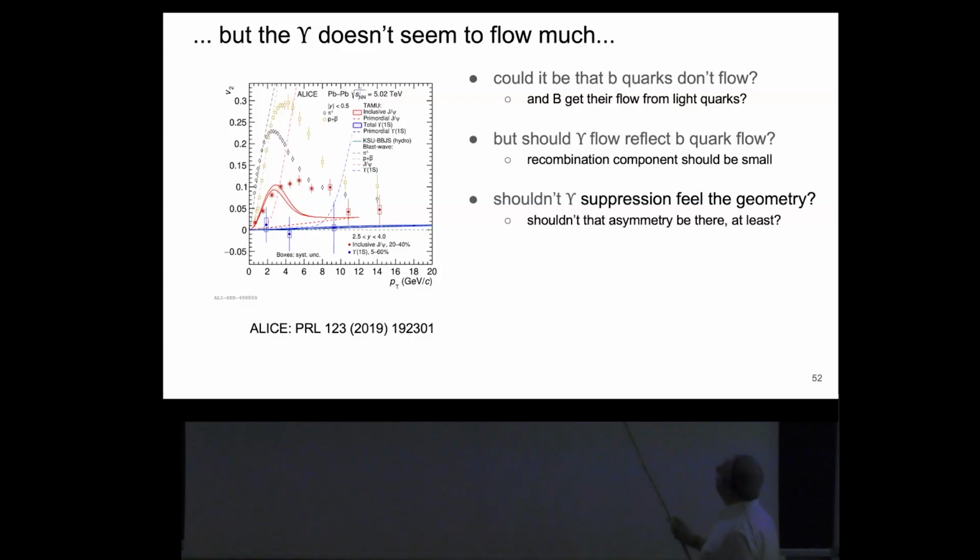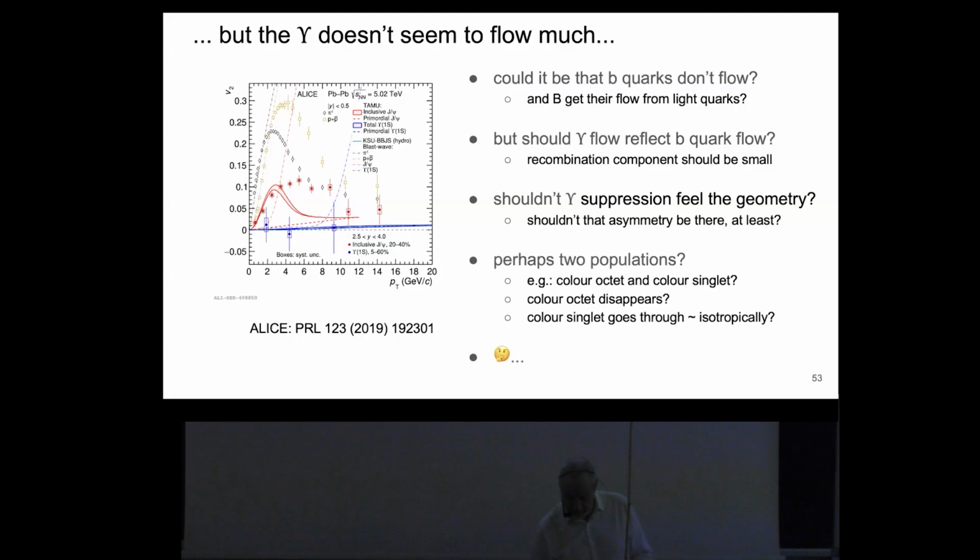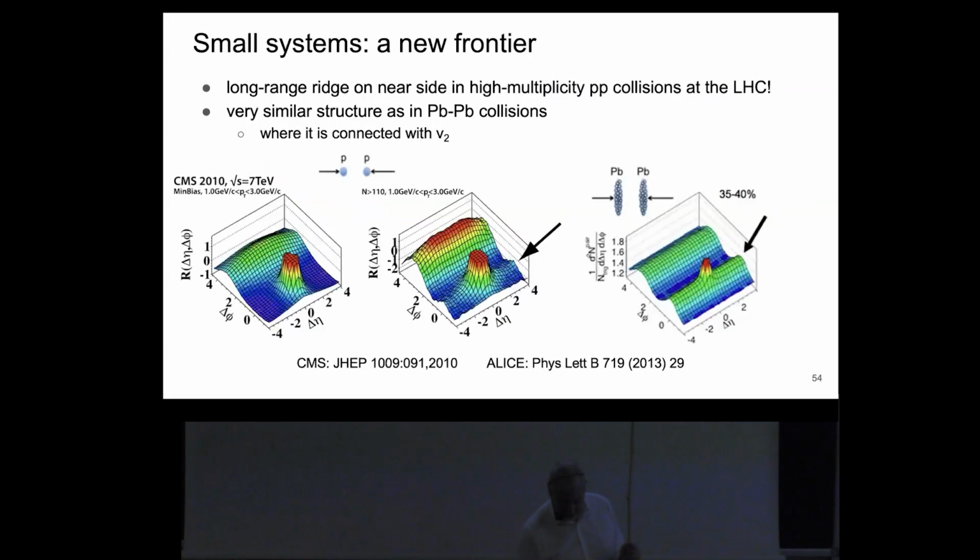Now, it's also not obvious that the upsilon suppression should not feel the geometry, because maybe you should see some asymmetry as the upsilon tries to come out of the QGP. But if it's there, it's very, very small. So one possible idea is that there could be two populations, say color octet and color singlet, where color octet disappears, color singlet goes through, and maybe does that isotropically. The color singlet is not charged, so this is all very qualitative, but one could imagine that it could go out of the QGP without feeling it.